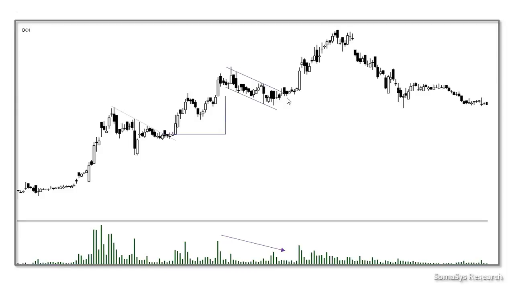The flagpole, this distance between the first resistance area and the high of the pattern, is added to the latest resistance break over here to determine the potential target, and the same is being met over here.